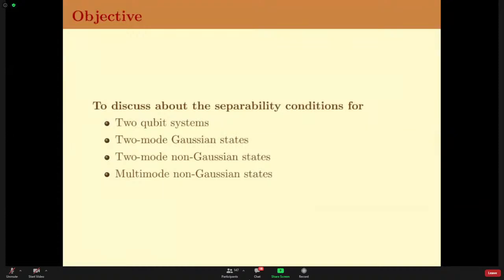Mainly, I'm going to discuss two methods. One is the positivity of partial transposition, and the other is finding lower bounds for the sum of variances in the case of separable states. For the first three systems, 2-qubit systems, 2-mode Gaussian states, and 2-mode non-Gaussian states, I'm going to describe results published by other researchers. In the last system, multi-mode non-Gaussian states, I'm going to consider one particular state and describe the entanglement condition for that type of state proposed by myself and Professor Prashanta K. Panigrahi.